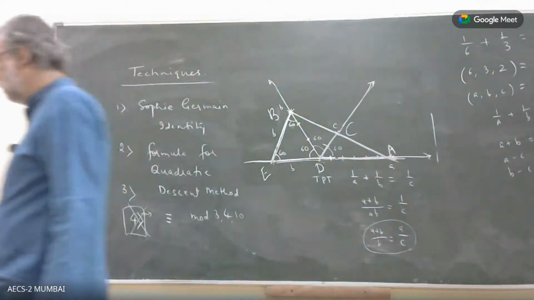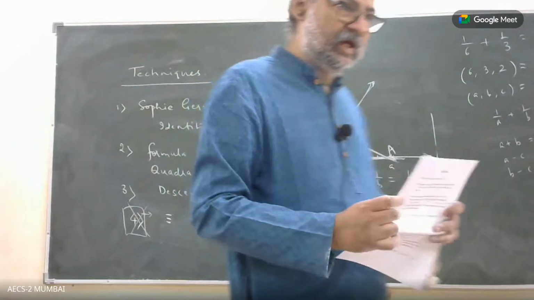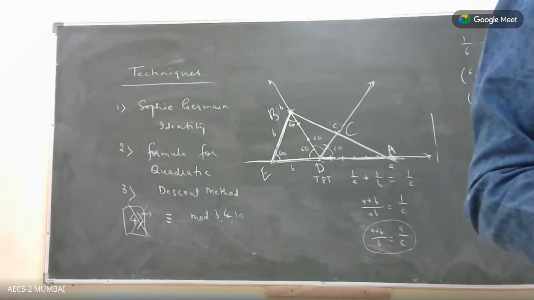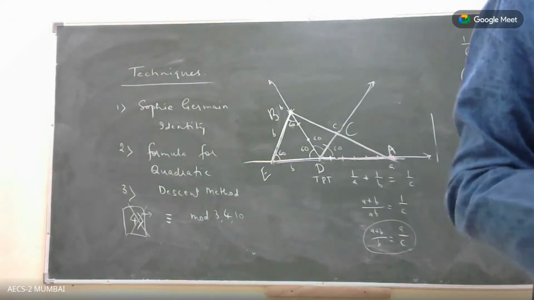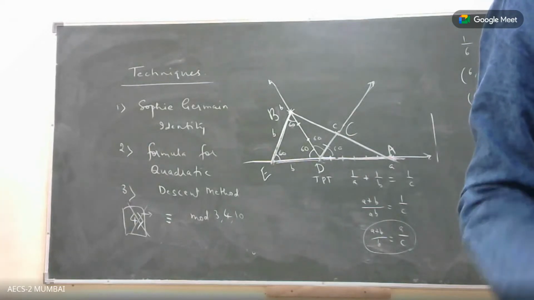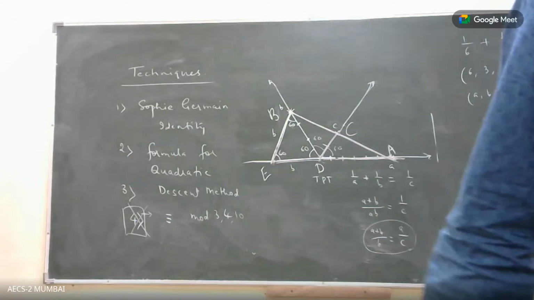Second sheet, 7th problem. Second sheet, 7th problem. Let A, B, C be positive integers with no common factor such that 1 by A plus 1 by B equal to 1 by C. Prove that A plus B, A minus C, B minus C are perfect squares.